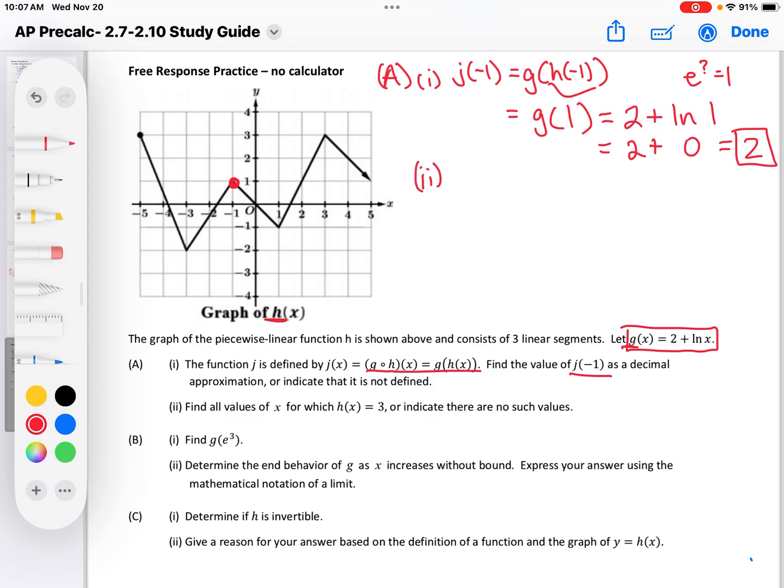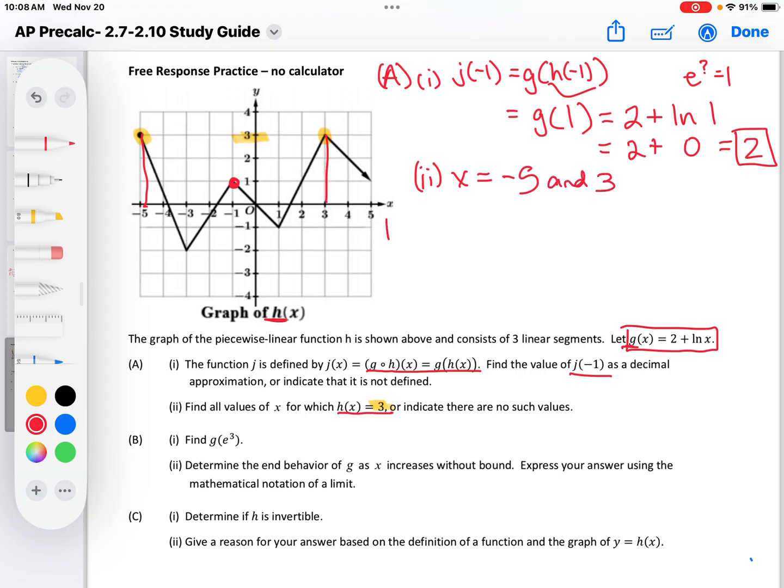For part B, it says find all values of x for which h of x equals 3. So that means we're looking at our graph of h, and we need to look for the output of 3. So I can see that there are 2 locations that have an output of 3. So we just identify those x values. So those x values are negative 5 and positive 3.